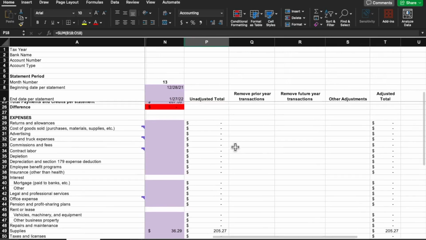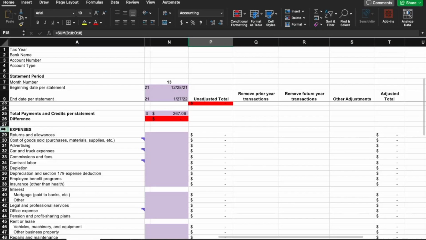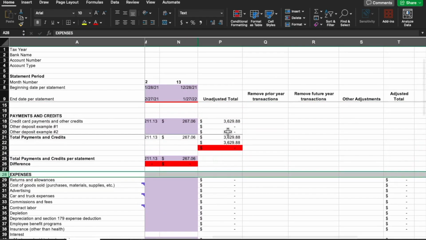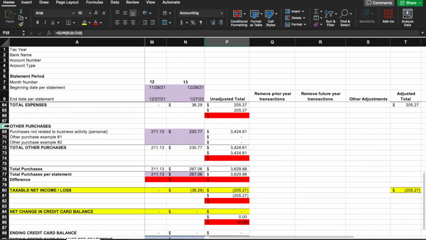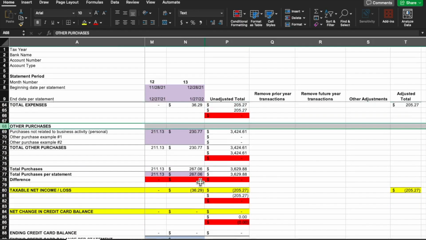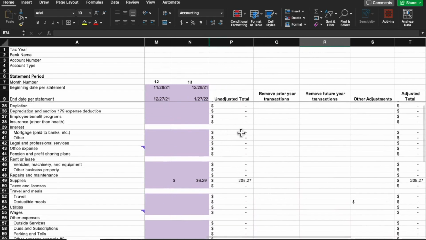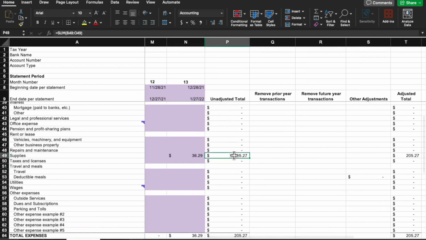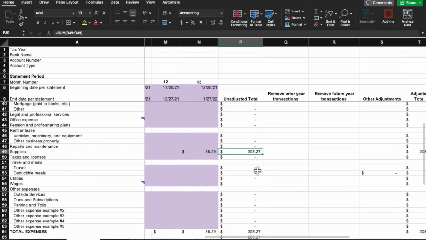So really the numbers that we're kind of looking at are under the expenses group, because payments and credits, that's not something you report on your tax return. You're not going to record your personal purchases. It's just going to be your business expenses that you're focused on here. And let's see, we had $205 in supplies. That seems to have been it.